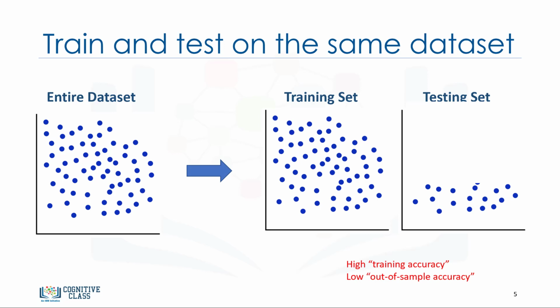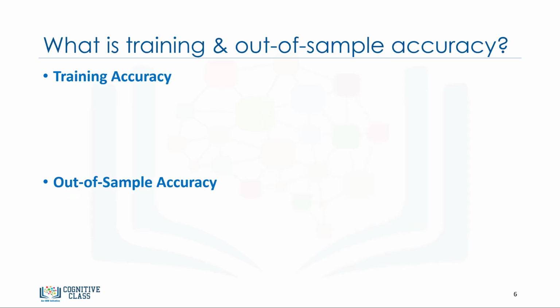This evaluation approach would most likely have a high training accuracy and a low out-of-sample accuracy, since the model knows all of the testing data points from the training. What is training accuracy and out-of-sample accuracy? We said that training and testing on the same dataset produces a high training accuracy, but what exactly is training accuracy? Training accuracy is the percentage of correct predictions that the model makes when using the test dataset.